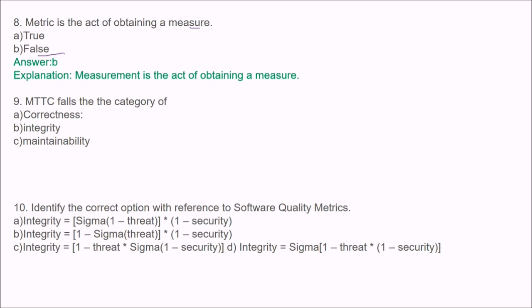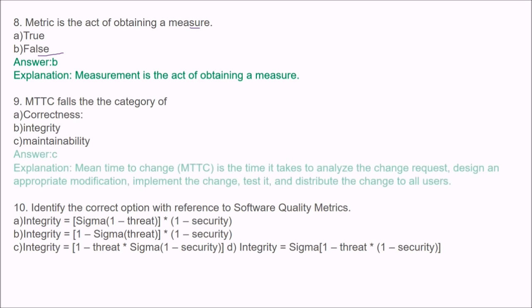Next is, MTTC falls in the category of correctness, integrity, maintainability. MTTC is what? Mean time to change. The full form of MTTC is mean time to change. So the answer is C, maintainability.